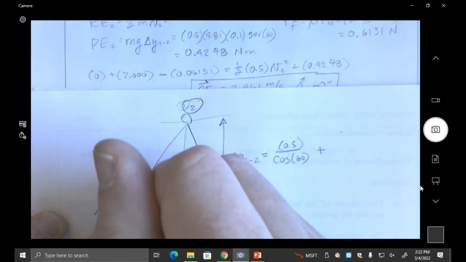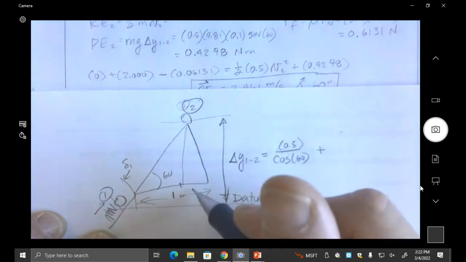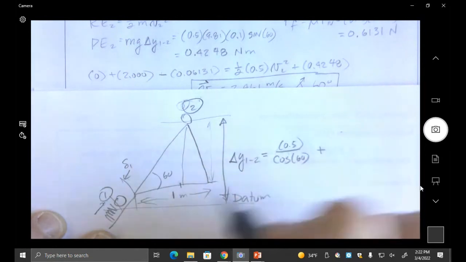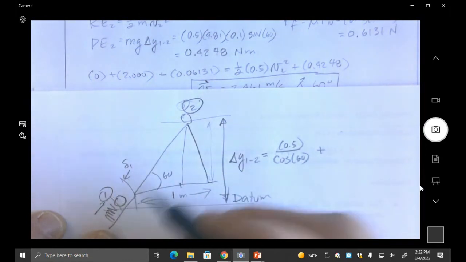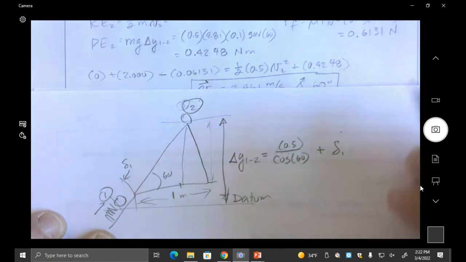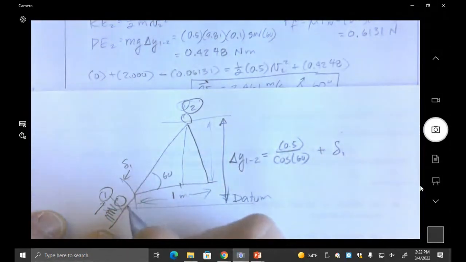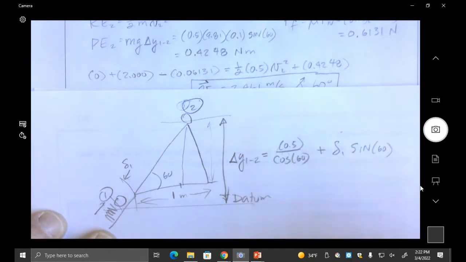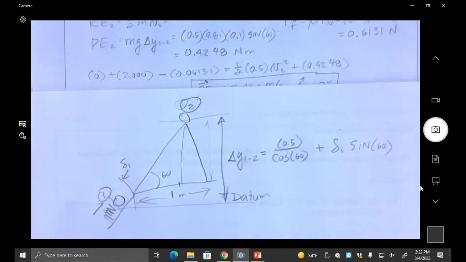We want to try to get the del 1, right? So it's got, not only does it have this height part of it right here, which is what I just did, but it also has this height change. So that's sort of a pain in the ass. That del 1 that we're trying to find, times the sine of 60 degrees. Did I do that right? Yes, yes I did. Okay.